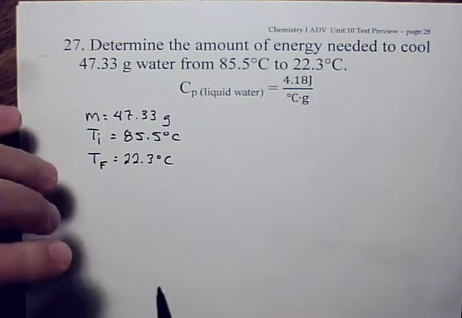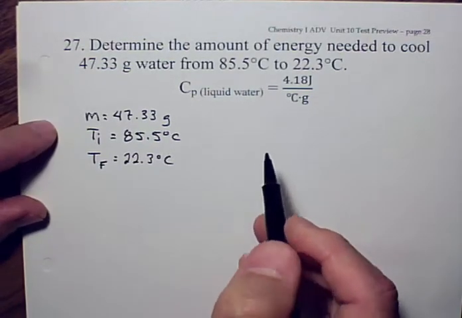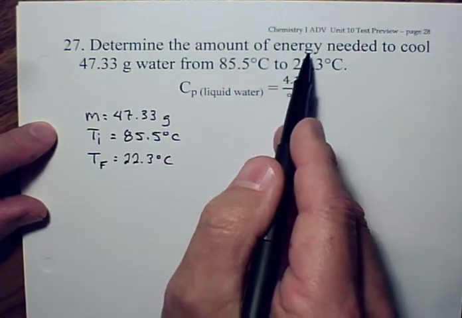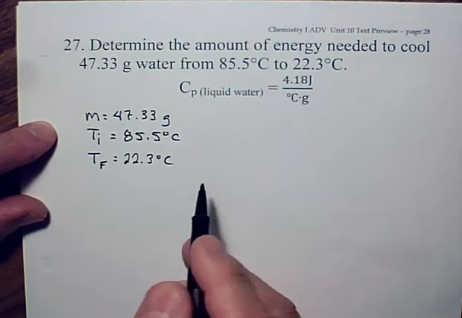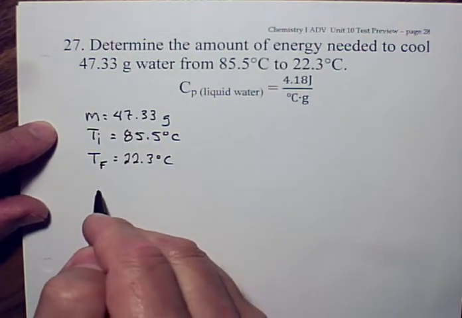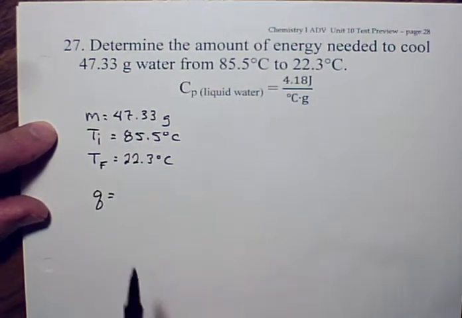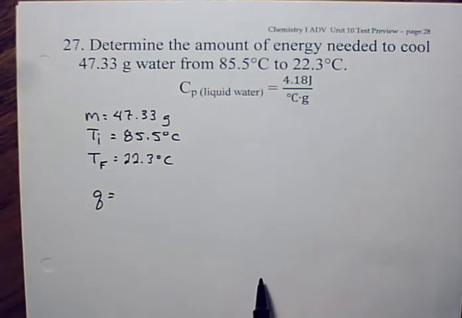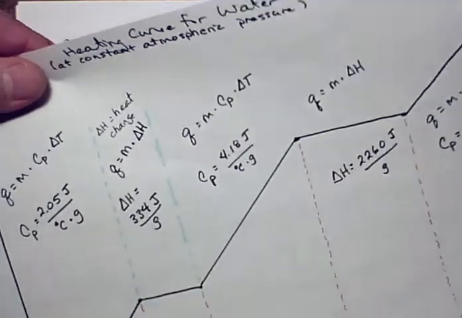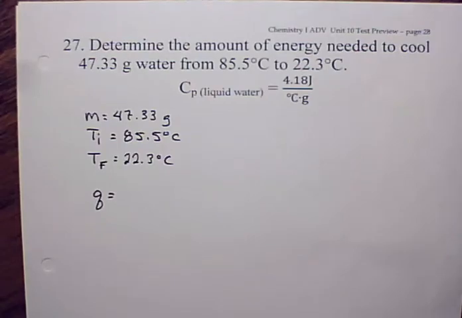So we've got a list of what we have in the problem. And it's asking for the amount of energy. Well, if we're going to find energy for a change in temperature, that's Q. And you look over on the graph and you find the right equation to fit there.